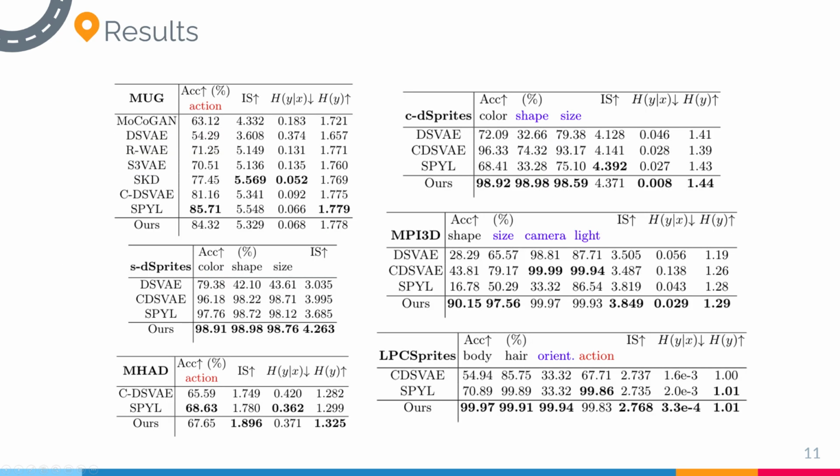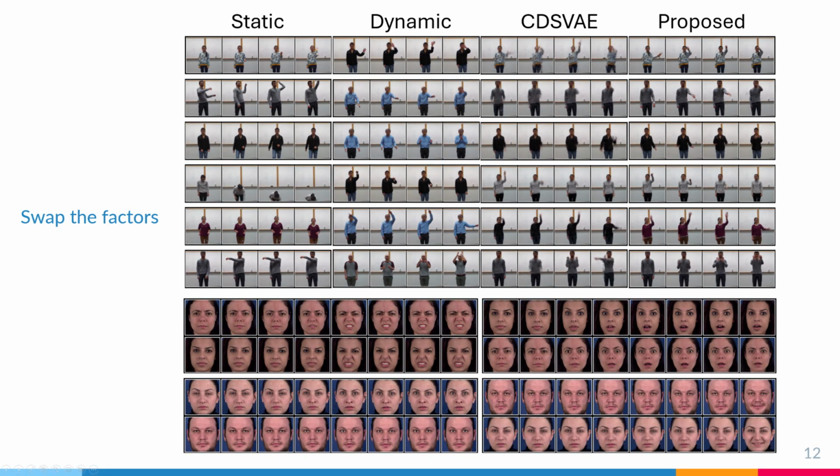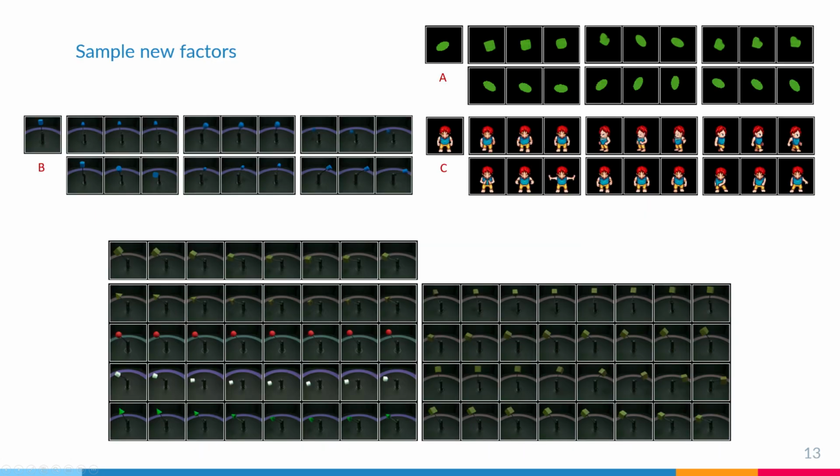Our experiments show that when the factors in the data are independent, our model achieves competitive results without relying on complex loss functions or supervision. However, when the factors are dependent, our approach significantly outperforms baseline methods, which often struggle to produce disentangled representations. Example applications of our model include swapping motion between sequences or sampling new factors, offering flexible and powerful ways to manipulate data.